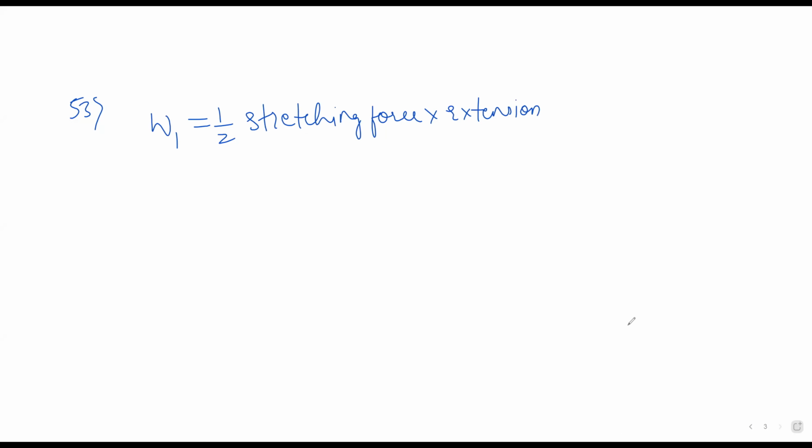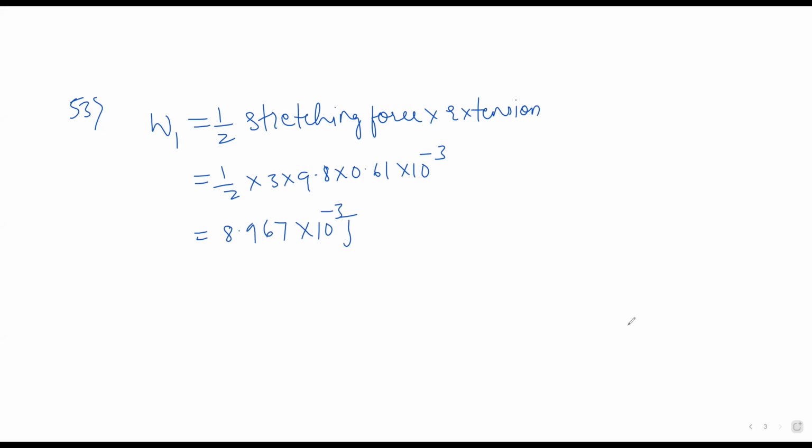And just substitute the values, that is half into 3 into 9.8 into 0.61 into 10 to the power of minus 3. So if you simplify this one, it becomes 8.967 into 10 to the power of minus 3 joules.